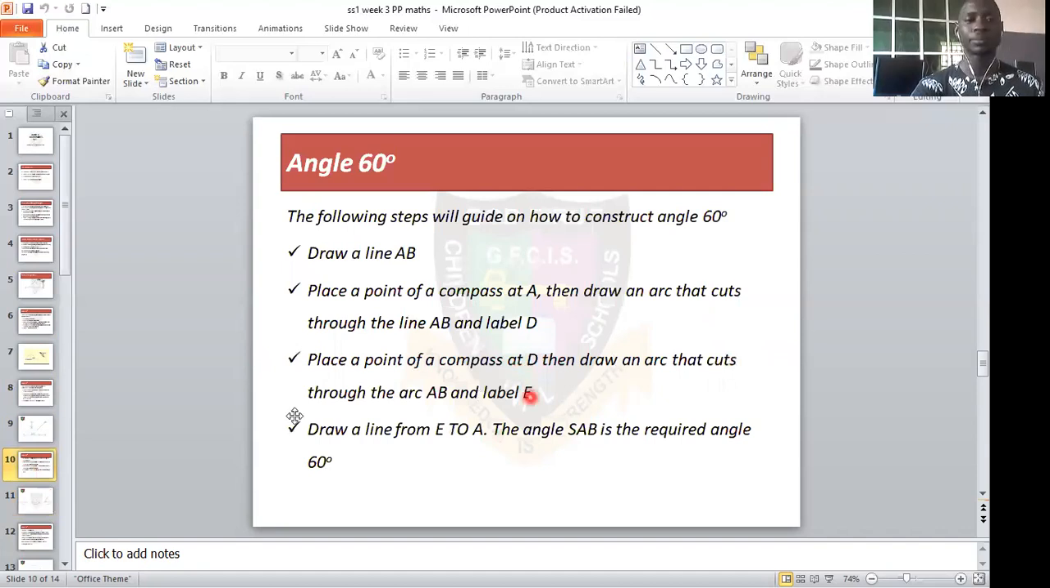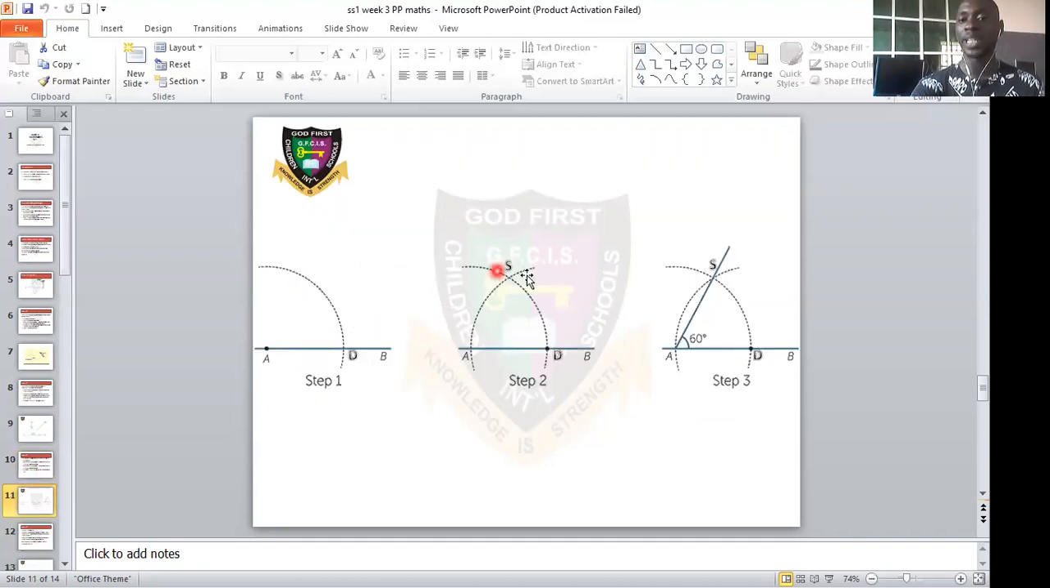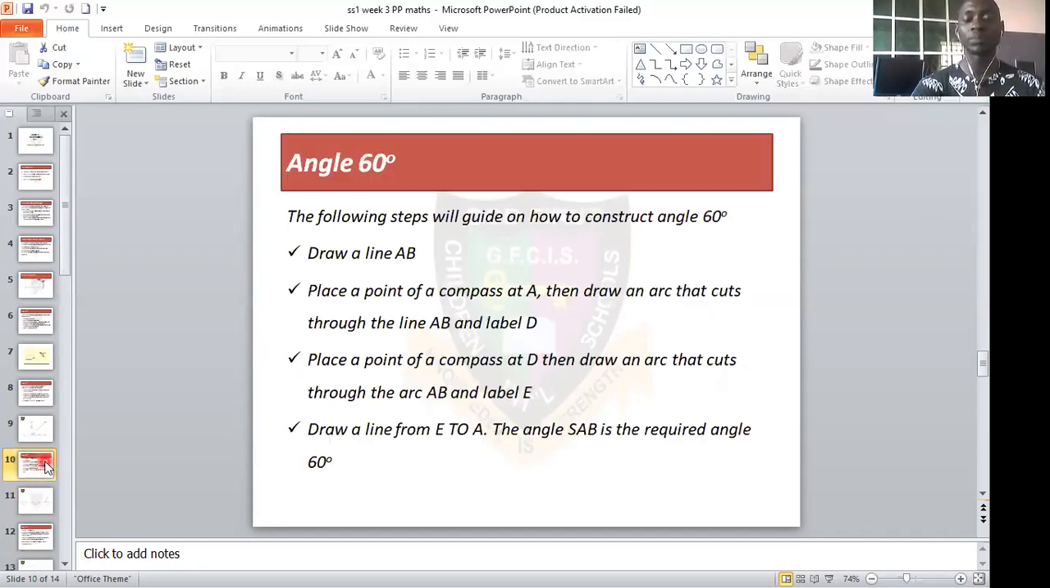I told you E earlier, but it is labeled X here. So label it X. And from here, draw a straight line to join the origin. Draw a straight line from X to A.